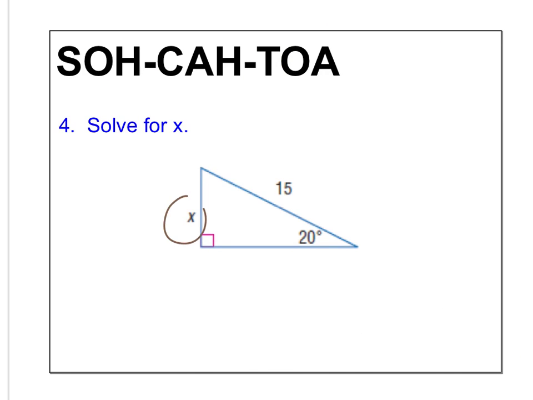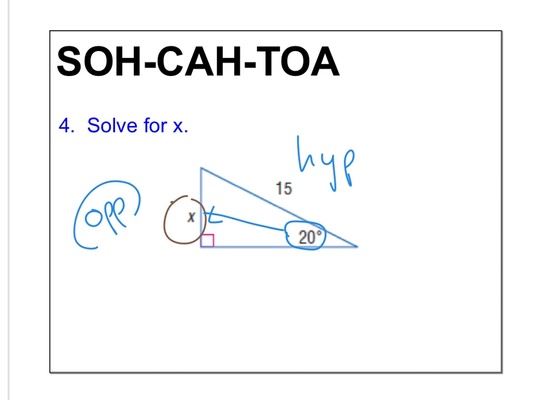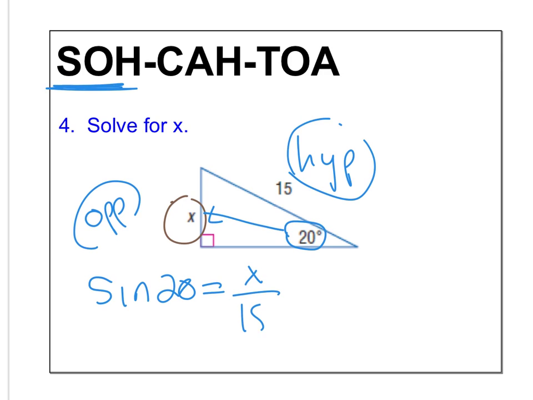So if it just says solve for x, here's where I got to start. I got to start with looking at what am I dealing with, and what's my side relationship. So if I look, I have this angle. From this angle, this is the opposite side. This is the hypotenuse, because the hypotenuse is always the hypotenuse. Opposite and hypotenuse means sine. So the sine of 20 is going to be equal to x over 15.